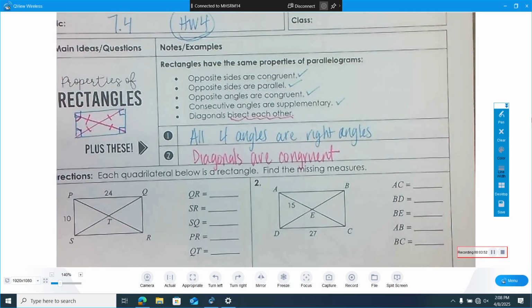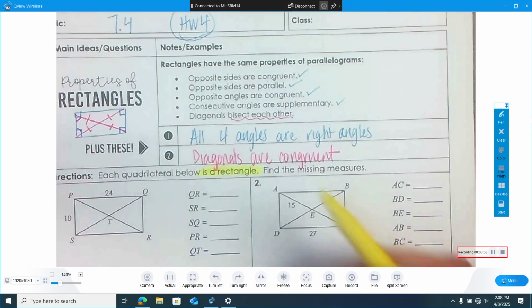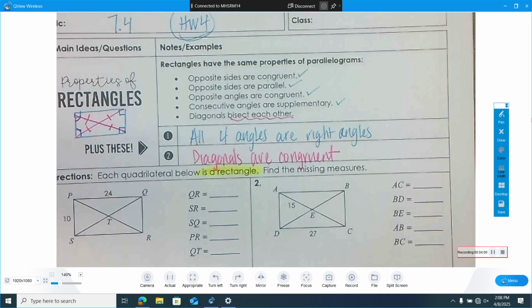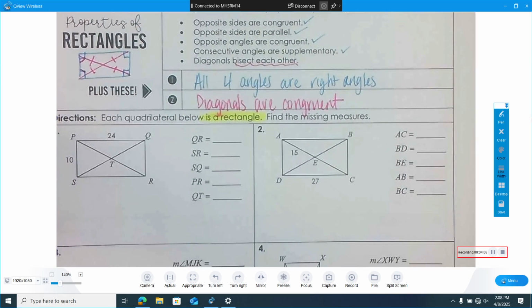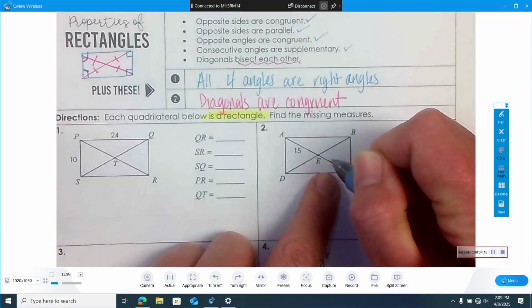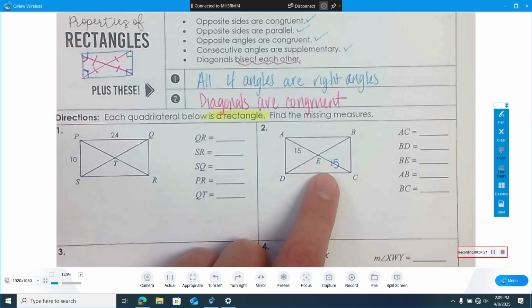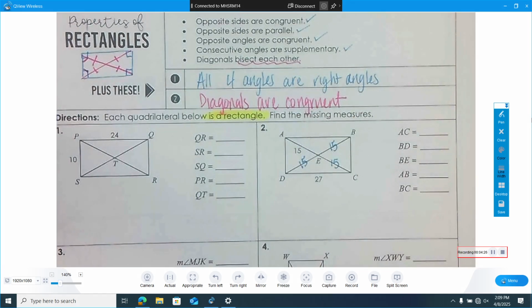But we're talking all about rectangles today. So each quadrilateral below is a rectangle. We're going to use that information and look at number 2 here. We have a little rectangle here. This little piece is 15, so AE is 15. What else do you know if AE is 15? CE is also 15. That means that DE is 15. Yeah, all these little baby diagonals are all the same length because we have a rectangle here.